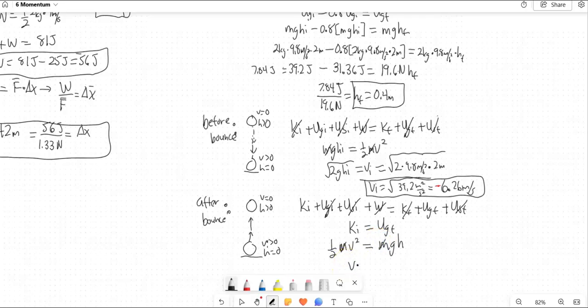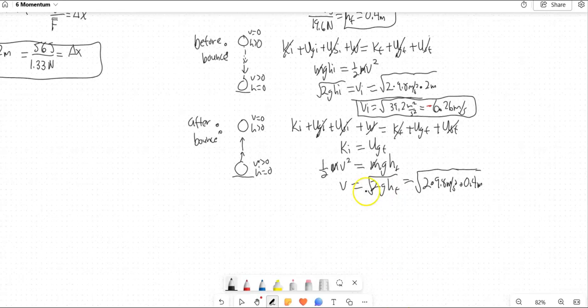and so that velocity that it's leaving the ground at is going to be equal to the square root of 2gh, where h is this final height it gets to, which is the square root of 2 times 9.8 meters per second squared times a height of 0.4 meters. What is that? That's about 20, 0.4, square root of that. That's close to 3, I think.